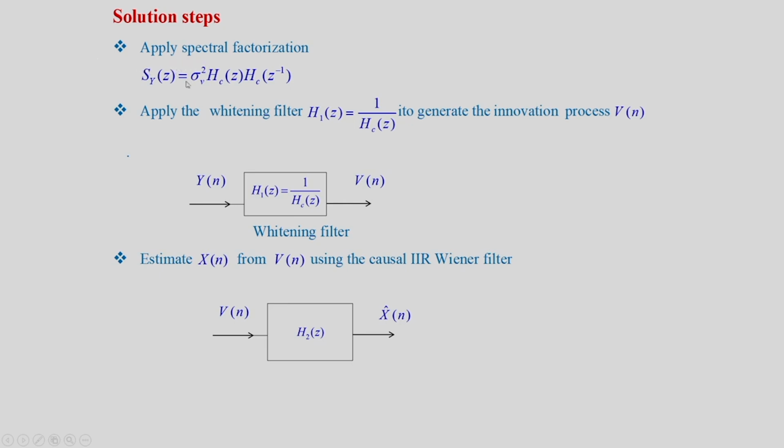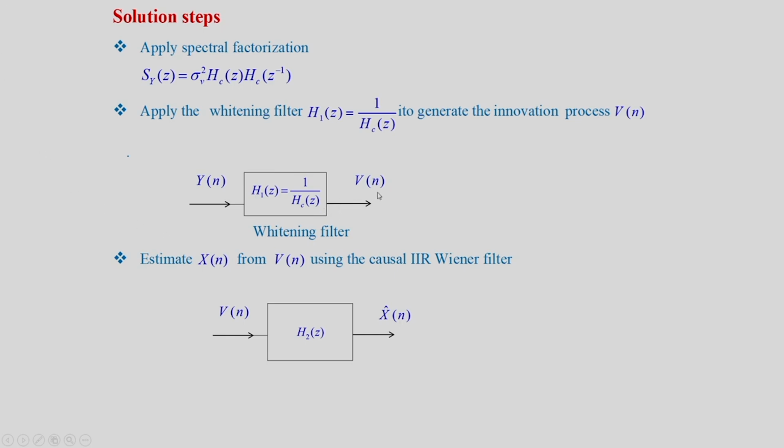So, by applying spectral factorization, we have Syz is equal to sigma v square into Hcz into Hcz inverse. Now, we can apply the whitening filter, because Hcz is a causal minimum phase filter, therefore, we can invert it. So, we can apply the whitening filter H1z is equal to 1 by Hcz to generate the innovation process Vn. This Vn is the innovation process. So, this is the filtering action. We pass Yn through H1z is equal to 1 by Hcz, we will get Vn.